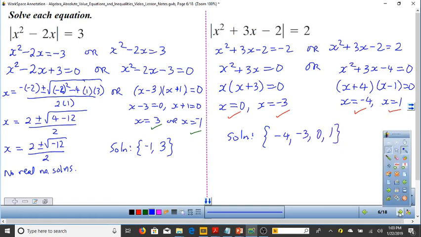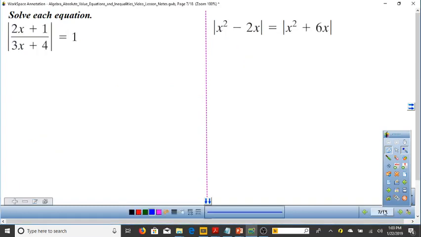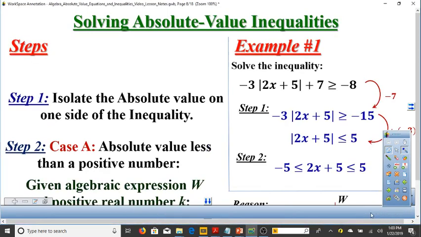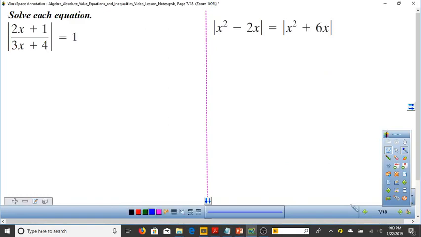Okay, so of course I would encourage you to practice some more equations on your own. I'll do a couple more examples and then we go to solving absolute value inequalities. Now these equations are a little different because they are not linear. There's a rational here, and in this case we have two absolute values, one on either side. So this is going to be a little bit more involved.